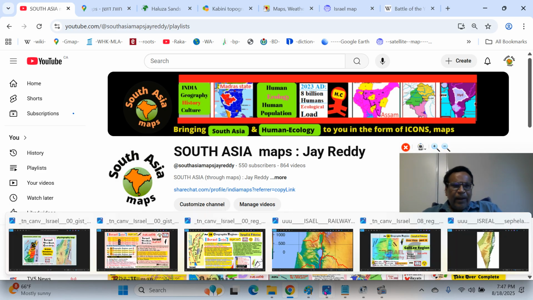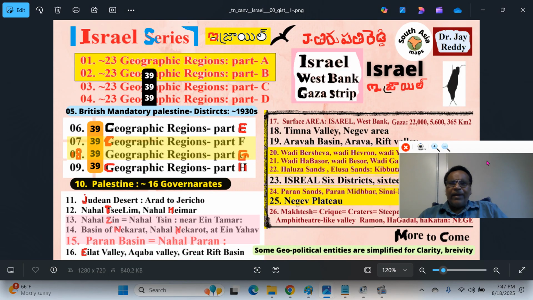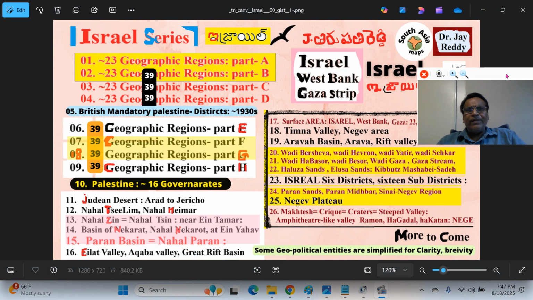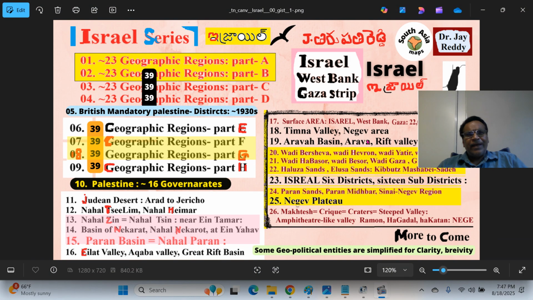And this is again the bird's eye view of the Israel series topics I am presenting. Here I have put round about 26, and more will come later. And here we are at part Z, geographic region. You see all those 40 were combined into 8 bundles or so. We are exploring bundle G here, which is number 48.